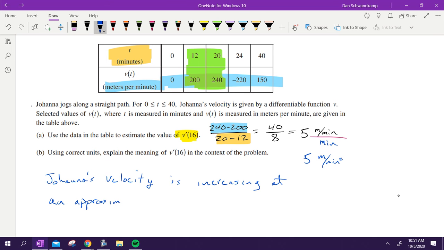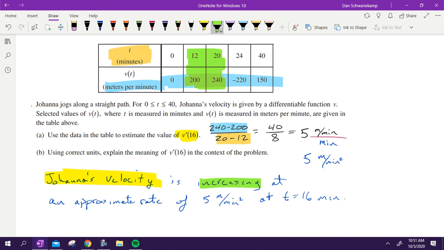It is an approximation. An approximate rate of 5 meters per minute squared, at, good, at t equals 16 minutes. That's a great job. Okay, again, looking at what she had, here's how we would write this out. What they gave us was Johanna's velocity. What happened with it? It increased, at a rate of what I got plus the units, and then at t equals 16.